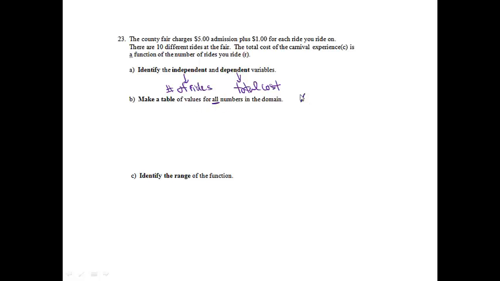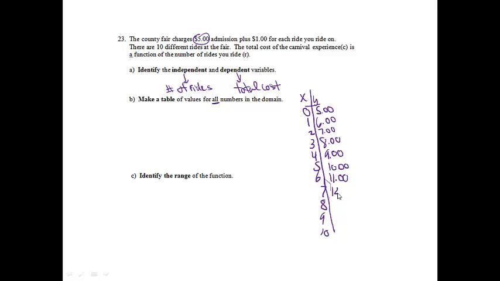All right, next one, it says make a table for all values, for all numbers in the domain. So we want to think of all the possible situations. So I could actually go on no rides if I'm not really a ride person, all the way up to the 10 different rides that they have. So I want my table to go all the way up to 10. If I don't go on any rides, I still am assuming that I got into the fair, so it's going to cost me $5 just to get in. Then if I go on one ride, it will cost me $1 more, and then I'll just keep going up by $1 each time I add another ride in. So that's all I'm doing right here. And technically, I suppose this could keep going if I went on some of the rides more than one time, but we'll just assume that I only rode on each ride once.